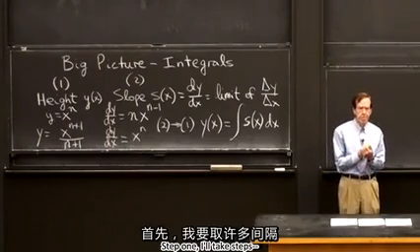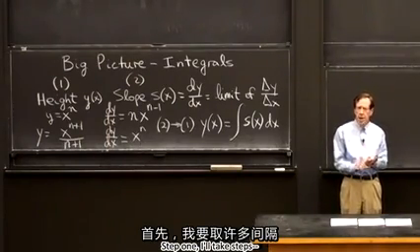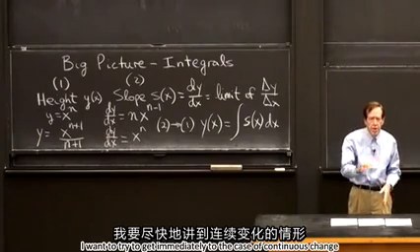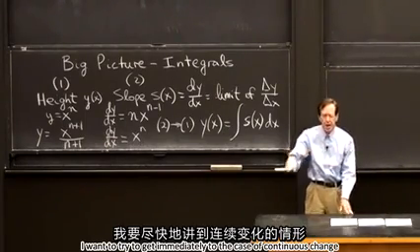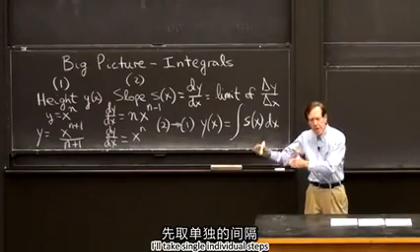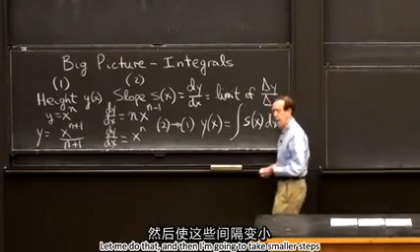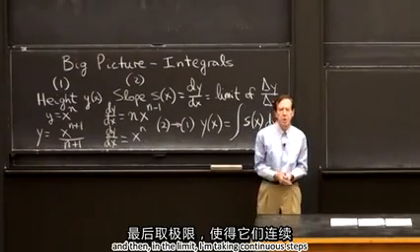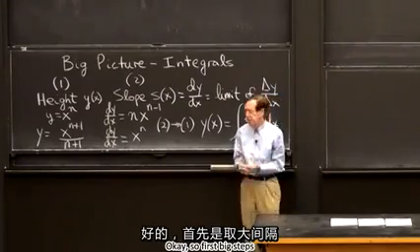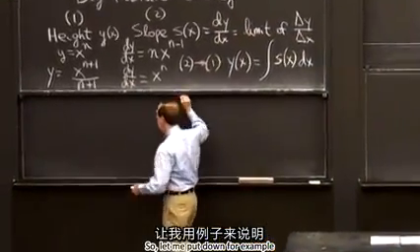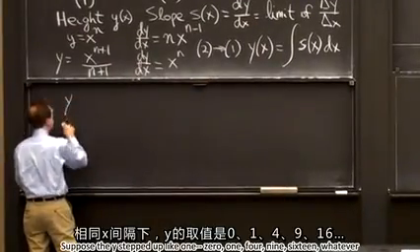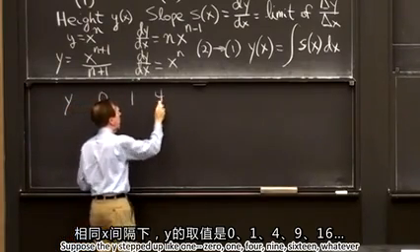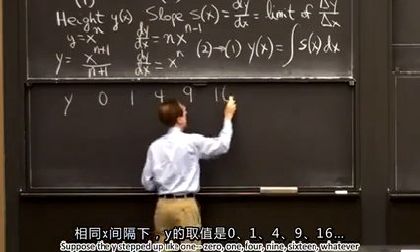Okay, so how am I going to proceed? Step 1, I'll take steps. I won't try to get immediately to the case of continuous change. I'll take single individual steps. And then I'm going to take smaller steps. And then in the limit, I'm taking continuous steps. Okay, so first, big steps. So let me put down, for example, suppose I have y's. Suppose the y's stepped up like 1, 0, 1, 4, 9, 16, whatever.